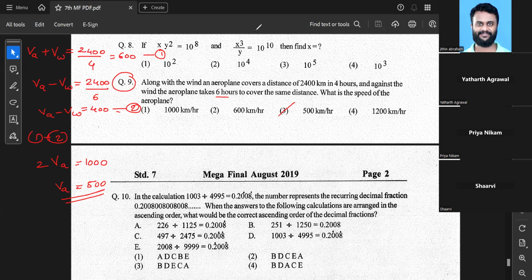Sir, I didn't understand after the VA minus VW part. So after VA minus VW, what did I do? I basically added these two equations. When the left side was added, VA plus VA, I got 2VA. VW minus VW got cancelled. 600 plus 400, I got 1000. Understood.